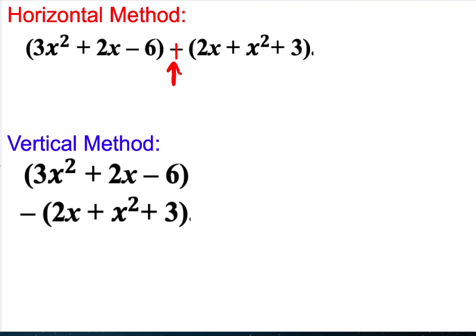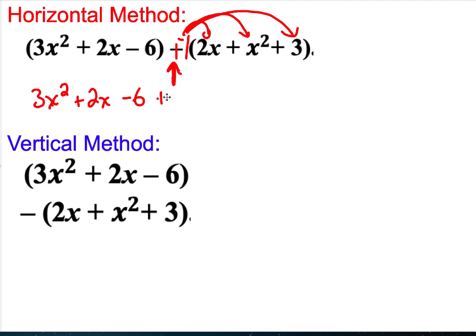So if you remember when we've done this before, that's really the same thing as adding a negative one, and that negative one is being multiplied times each of those terms on the inside. We're distributing that negative through to everything. So this becomes 3x squared plus 2x minus 6 plus negative 2x minus x squared minus 3, because each of those terms got multiplied by negative 1.